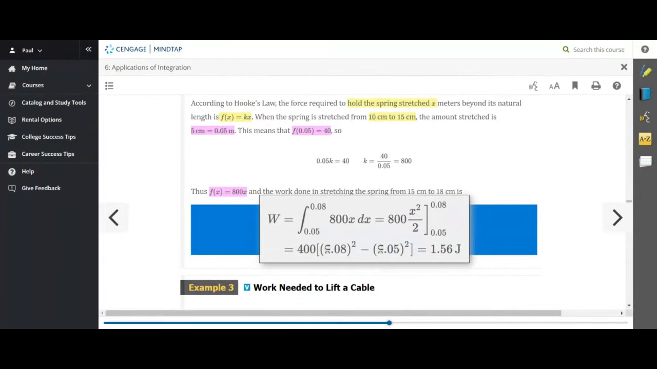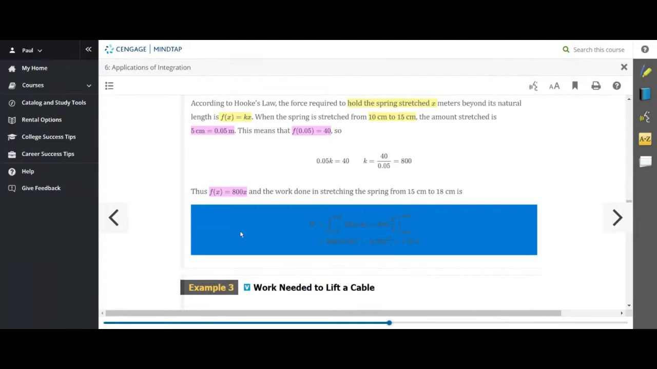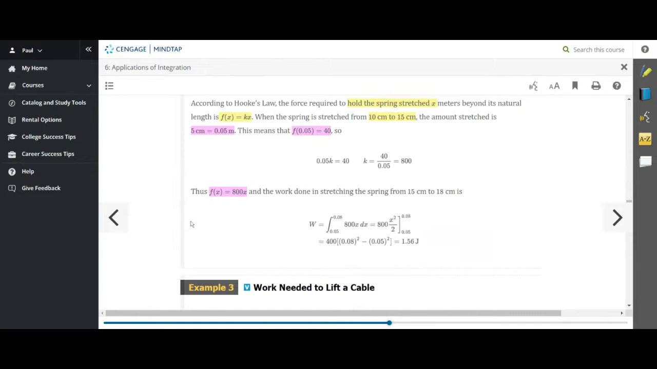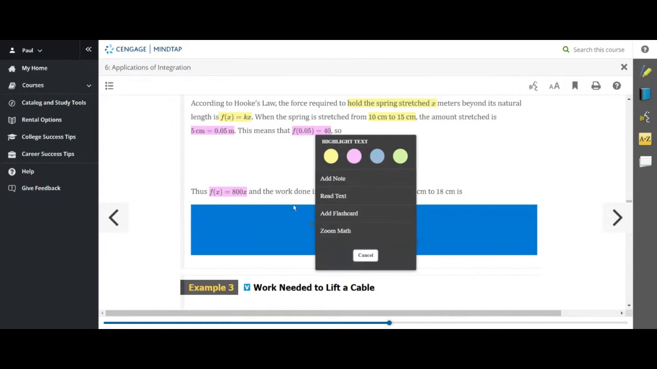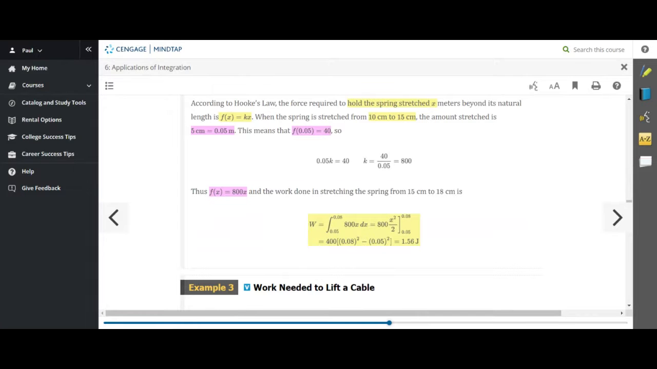Hold on, everybody, let me just see here. If I can highlight it, that's really what I want to do. Good, there, that works. There we go.